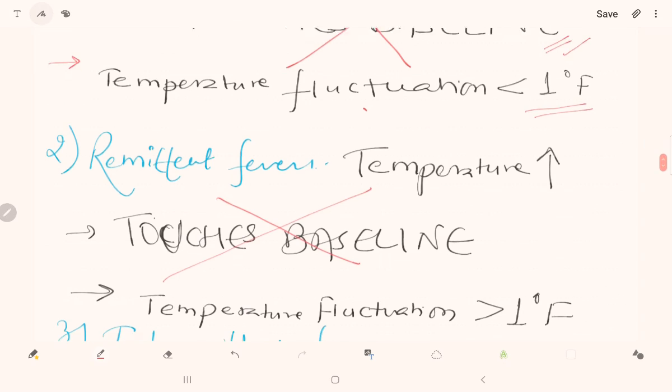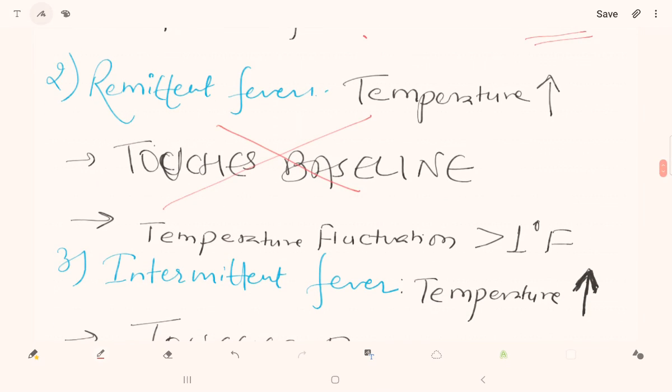Fahrenheit. Talking about remittent fever, again the temperature has to be elevated. It also does not touch the baseline. Here temperature fluctuation is more than 1 degree Fahrenheit.